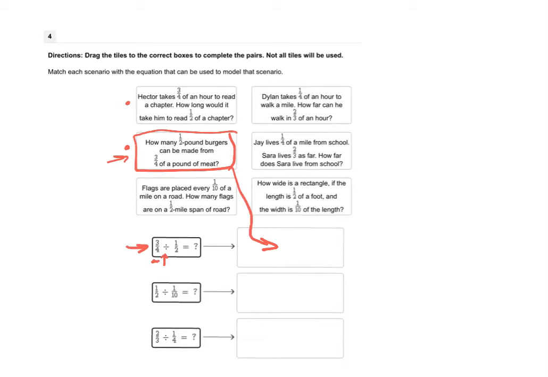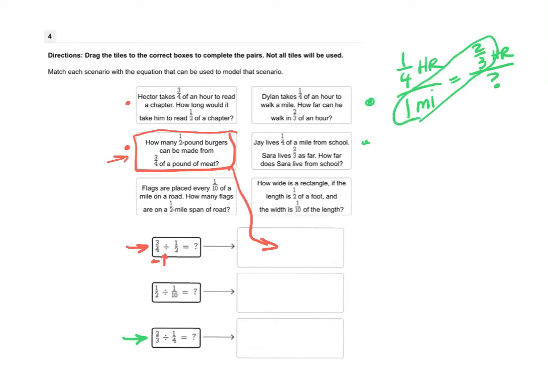Let's do the next one. I'm going to look at these two. Those numbers are 1/4 and 2/3, so I'm going to be looking at this box. So let's start with the top one. Dylan takes 1/4 of an hour to walk a mile. How far can he walk in 2/3 of an hour? The easiest way to do this is to set up a proportion. 1/4 of an hour gives you 1 mile. Therefore, 2/3 of an hour is going to give me how many miles? Now to solve this, you cross multiply.